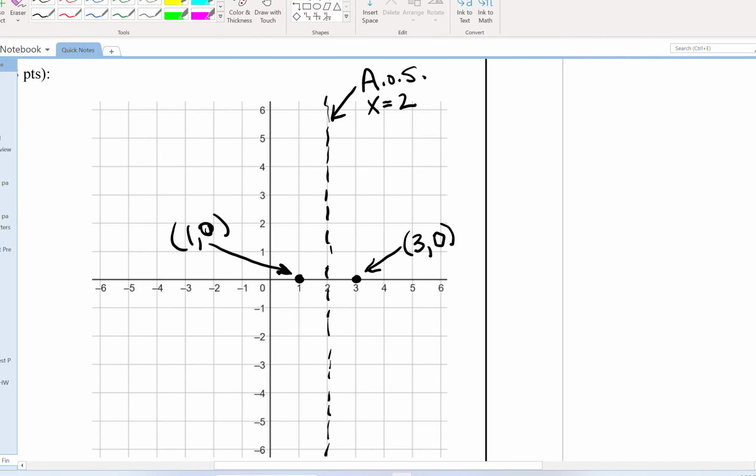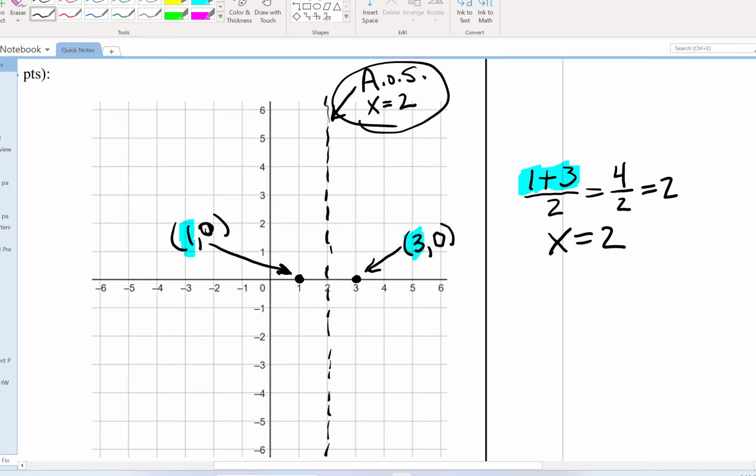The other way that you can do this is just average the x values. So I take 1 plus 3, those values right there, 1 plus 3, and when you're taking an average, you're finding the middle value. So 1 plus 3, there's two numbers, so I divide by 2. 1 plus 3 is 4, divide by 2, and that is 2. So x equals 2, which is what we got here.